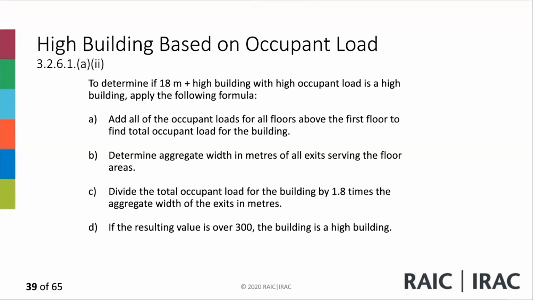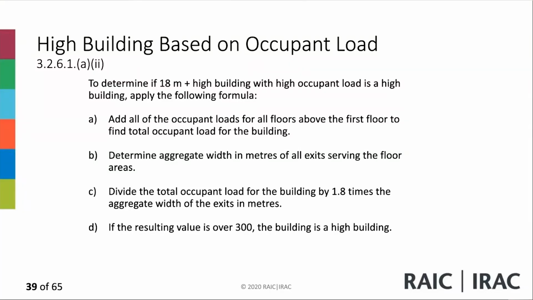So for A, D, E, and F, I'm looking at 3.2.6.1.(1)(a), subclause (ii). If the building is 18 meters high, measured between grade and the floor level of the top story, and in which the cumulative total occupant load on or above any story above grade, so the story on grade, you ignore it, so you add up the occupant load on all stories above grade other than the first story, divided by 1.8 times the width in meters of all exit stairs at that story, exceeds 300.